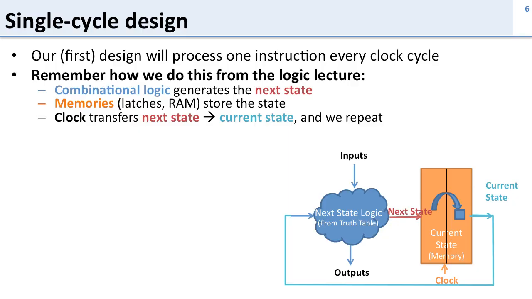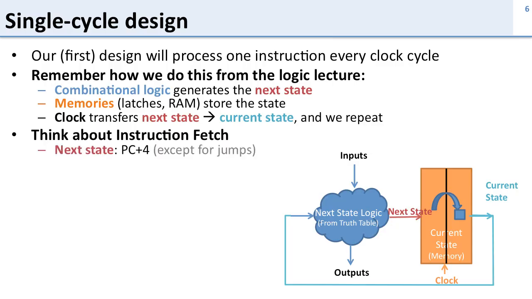Now let's take a look at that in the context of a processor. So how are we going to use this design for instruction fetch? That is, getting the next instruction. So what's our next state? Well, our next state is going to be PC plus 4, because we go on to the next instruction, which is 4 ahead in the address, except for jumps. So let's ignore jumps for the moment.